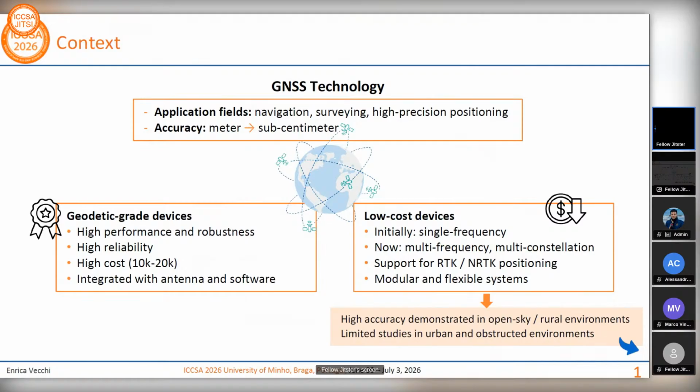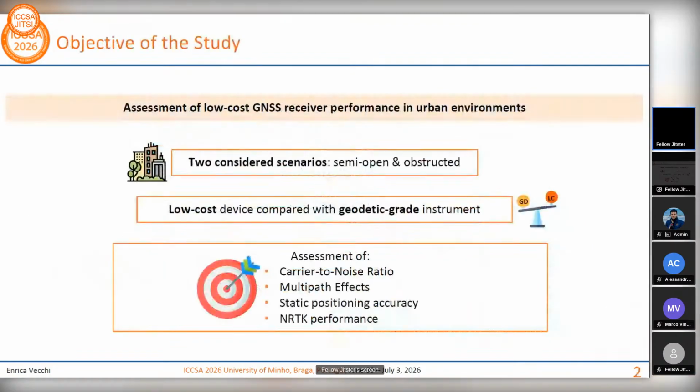RTK and non-RTK modes. So due to the relevance of these new kinds of devices, there are many studies to demonstrate their performance in open sky or rural environments, but there are few studies in urban and obstructed environments. So what we did was the assessment of the performance of these devices in two scenarios, representing a semi-open environment and an obstructed area. We compared the low-cost instrument, which we called in the following images and slides the LC, with a geodetic grade device named GD, and we assessed many different quality parameters.